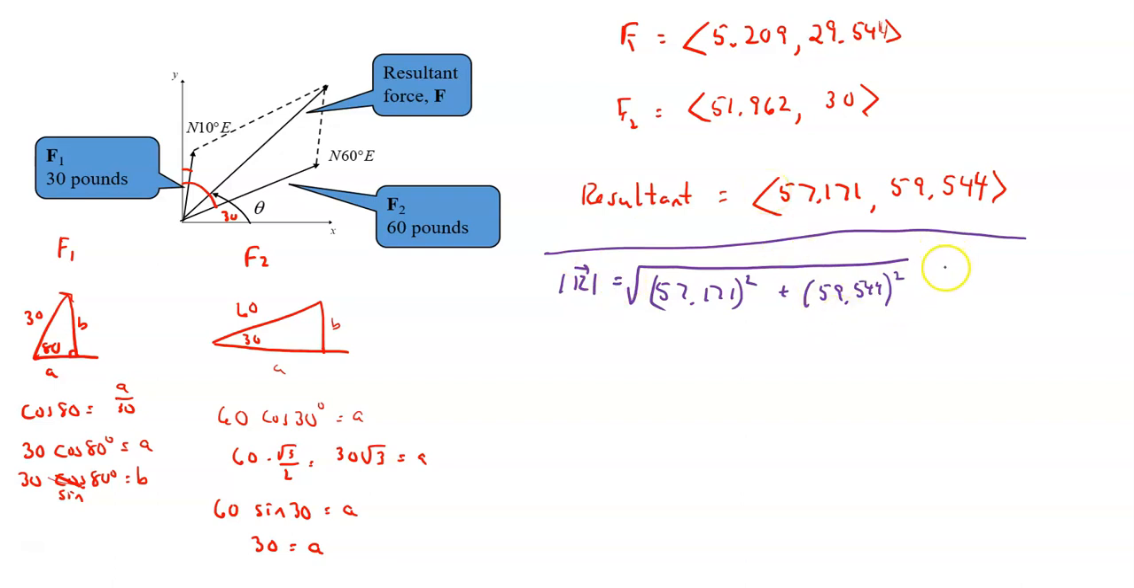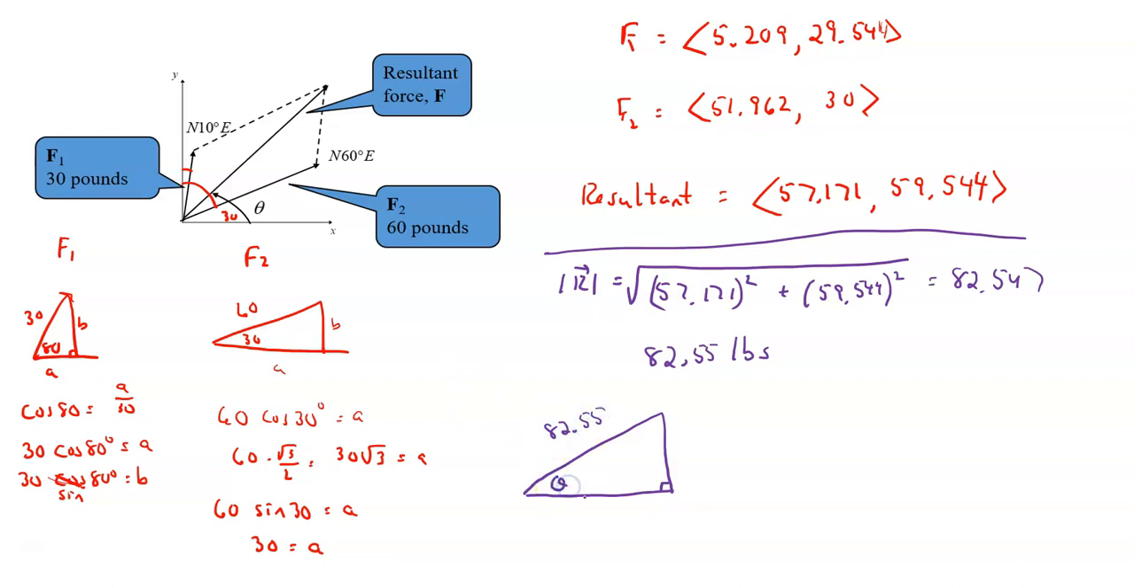All right, I do it on my calculator. I take the square root. I get 82.547. The question said to the nearest hundredth, and so to the nearest hundredth, this is 82.55 pounds of force. The second question asked me about the angle. And so here I've got 82.55.